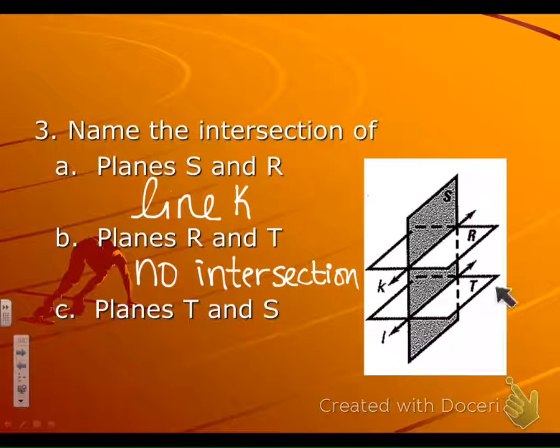Alright, then lastly we have planes T and S. So T is like the bottom floor with that wall S. Those intersect at line L. Line L.